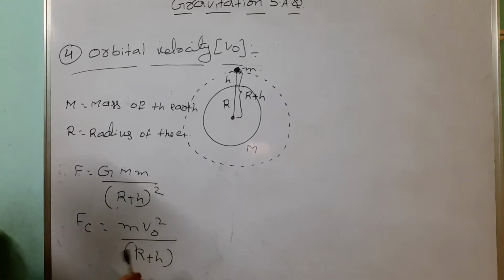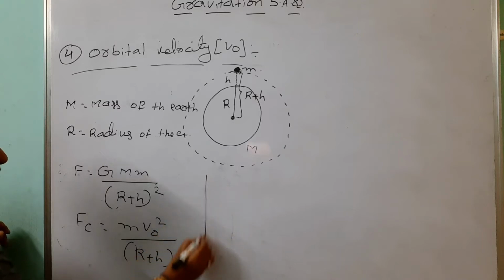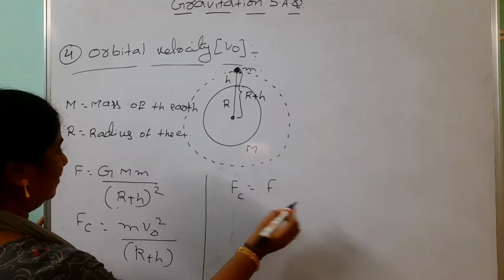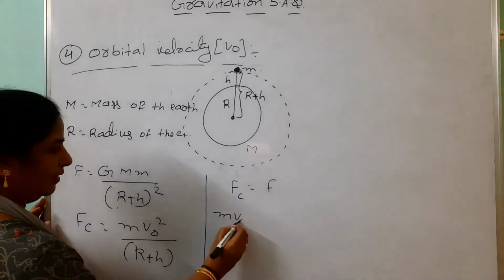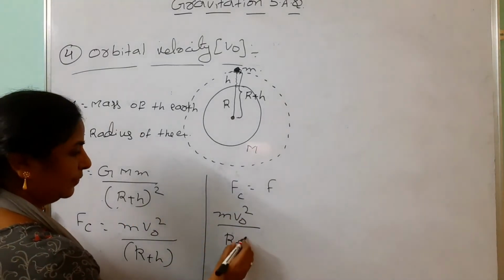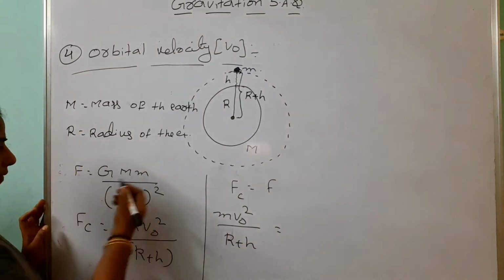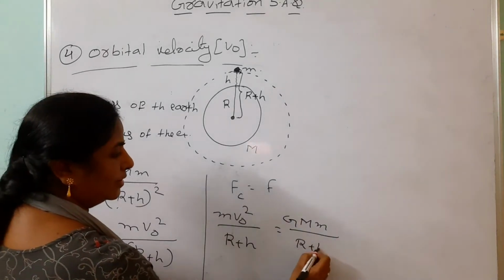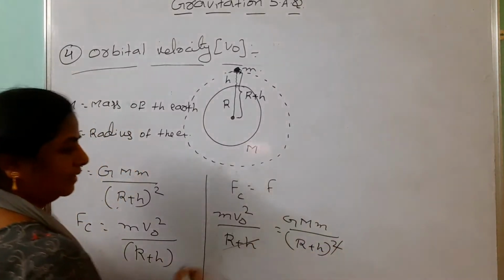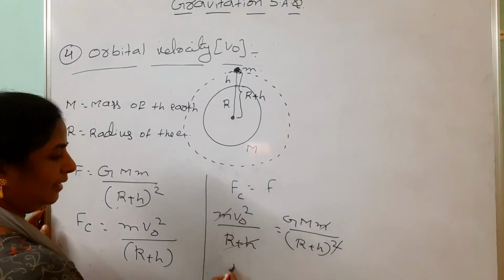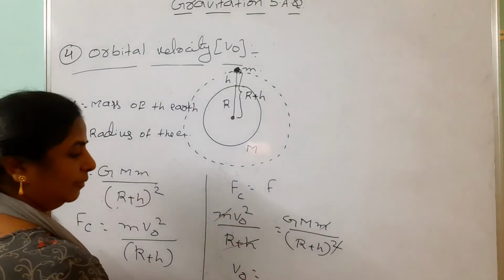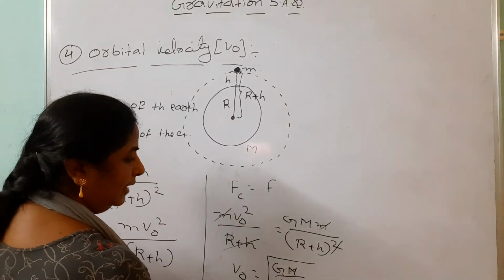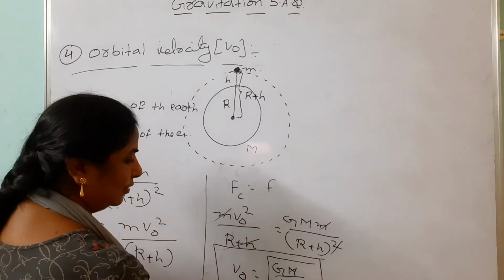Just now I said centripetal force is provided by the gravitational force, means we can take it F equals Fc, or Fc equals F. m v0 square by r plus h is equal to GMm by (r plus h) whole square, which is cancelled. Small m cancelled. v0 square equals, when we are removing the square, we are getting v0 equals under root GM by r plus h. Till here if you write, you will get the marks, don't worry about it.